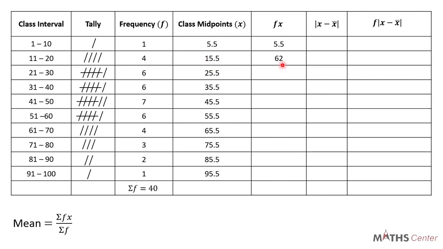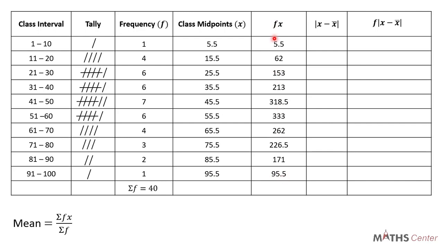4 times 15.5 is 62. 6 times 25.5 is 153. 6 times 35.5 is 213. 7 times 45.5 is 318.5. 6 times 55.5 is 333. 4 times 65.5 is 262. 3 times 75.5 is 226.5. 2 times 85.5 is 171. And finally, 1 times 95.5 is 95.5.